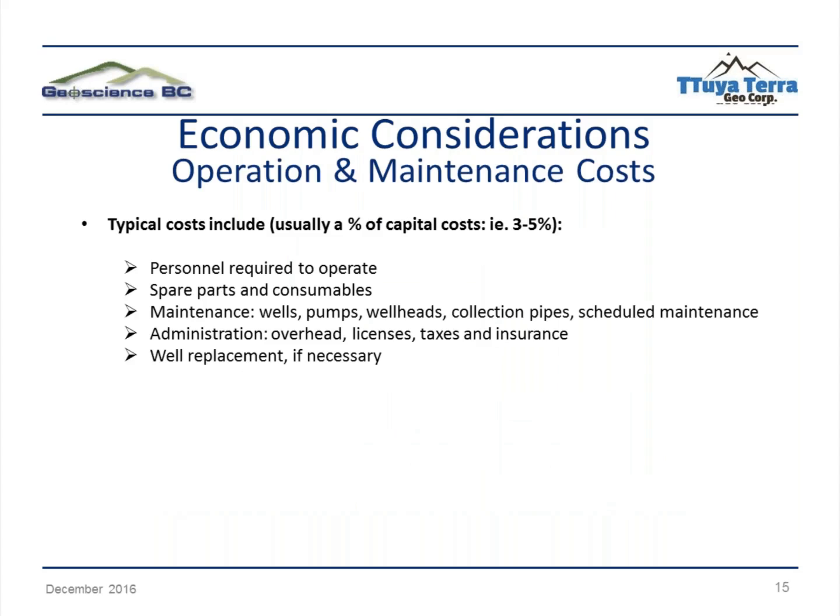And as we go forward, we've now built our project. Now we need to operate and maintain it. So typically, the operating and maintenance costs are considered as a percentage of the capital costs, and that's typically about 3 to 5%. And in this analysis, you need to think about how many people do you need to operate this? What kind of spare parts? Do you need a lot of consumable parts? What's your maintenance going to be? And maintenance is a very important aspect of power production, as well as direct use.